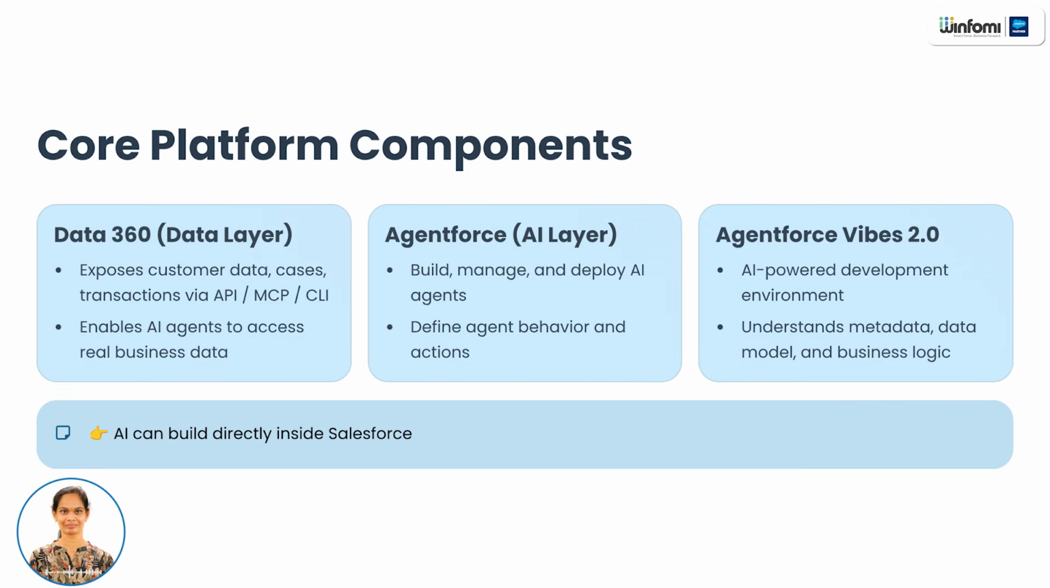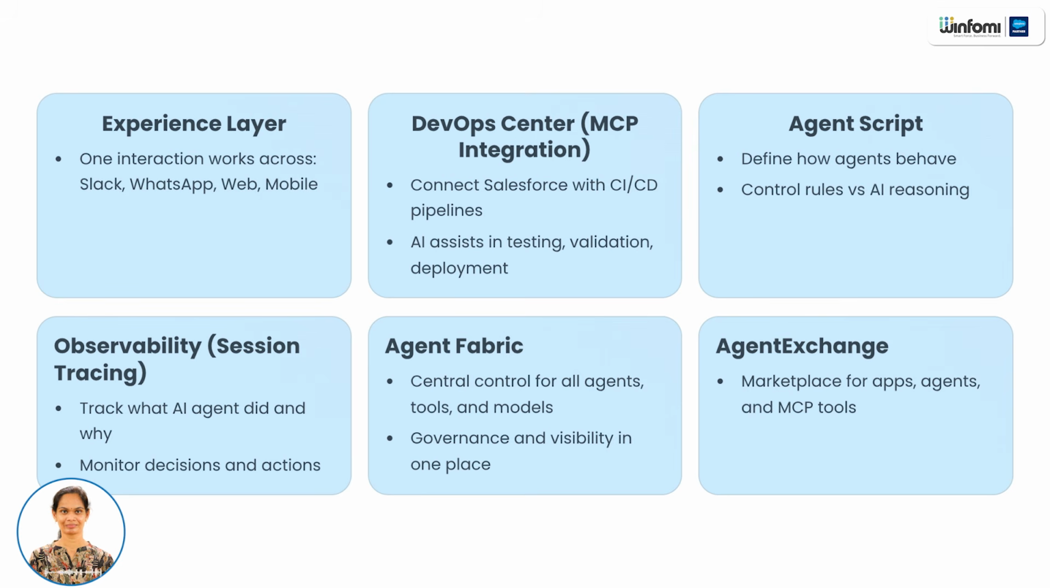Now, what are the core platform components here? We have Data 360, which exposes all business data like customer records, transactions, and cases through APIs. This allows AI agents to directly access real business data. And we have the AI layer. Agentforce is where we build and manage AI agents. It defines what the agent should do and how it behaves. And we have Agentforce Vibes and the experience layer. This ensures the same interaction works across platforms like Slack, WhatsApp, web, and mobile. And we have DevOps Center, Agent Script, and Agent Exchange Marketplace, where we can use ready-made agents and tools.